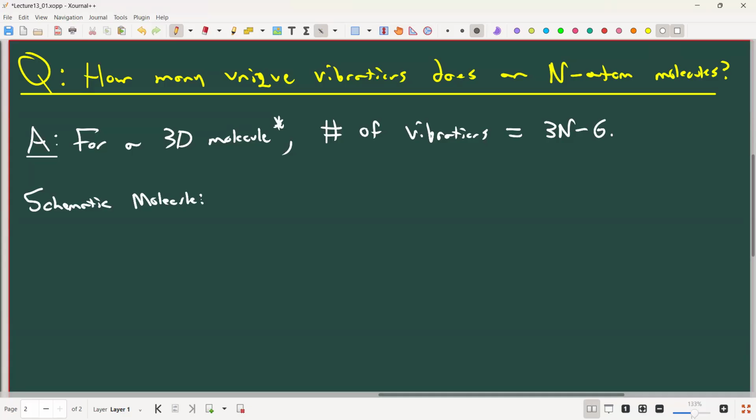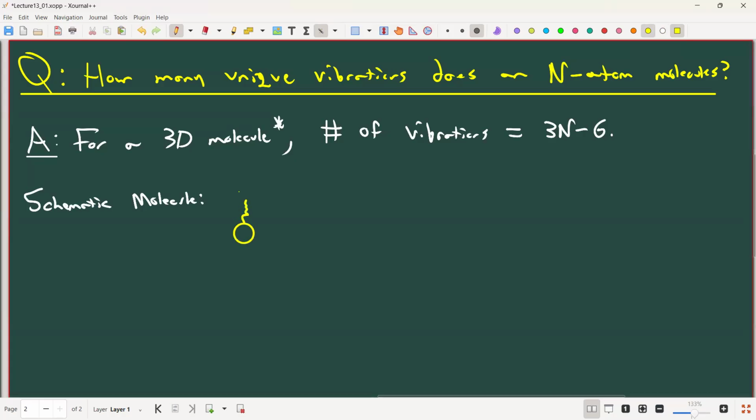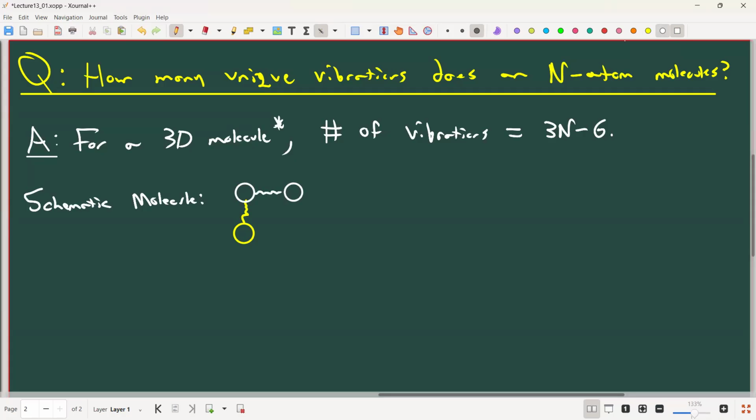So I'm just going to make up a generic molecule, and I mean, so generic it doesn't even look like a molecule. But imagine I have some atomic system that looks like a bunch of balls with springs.